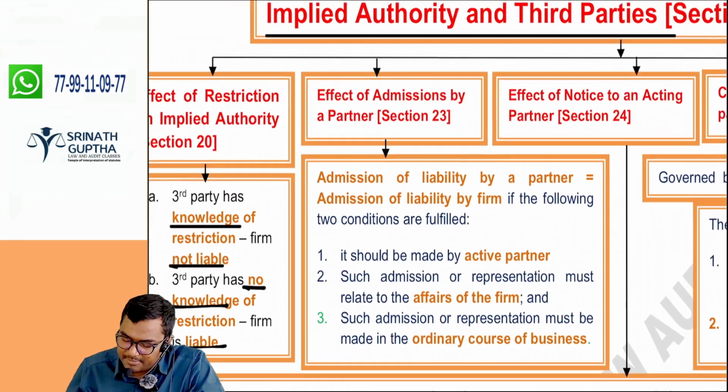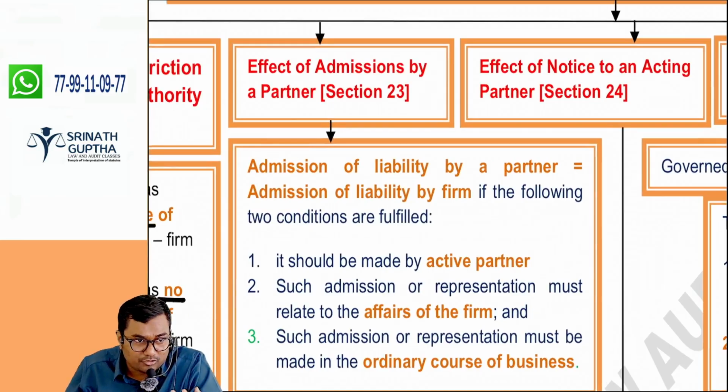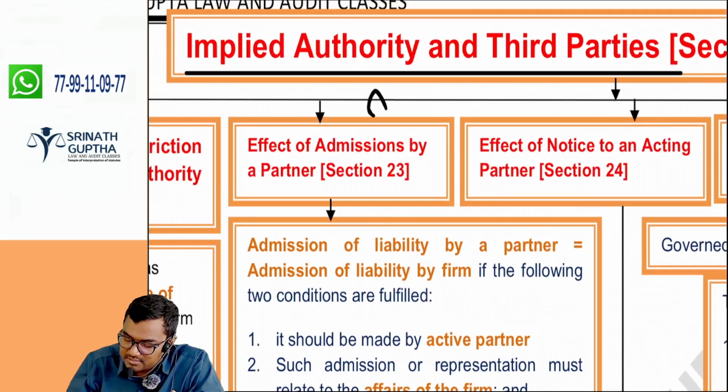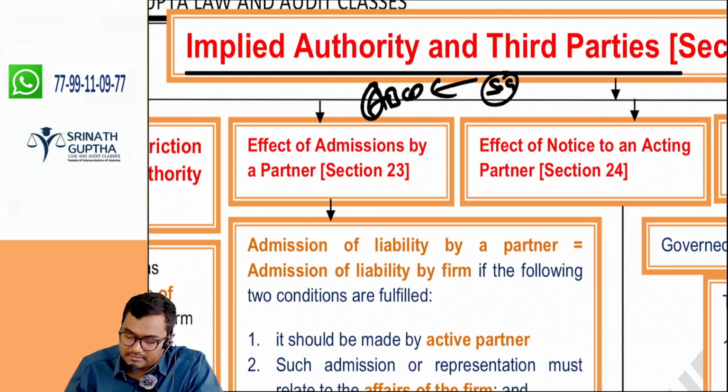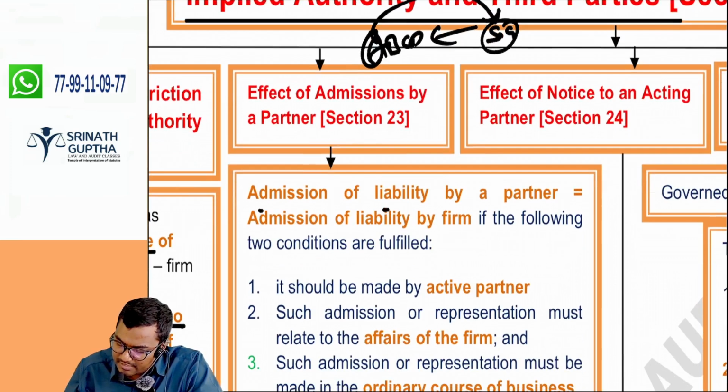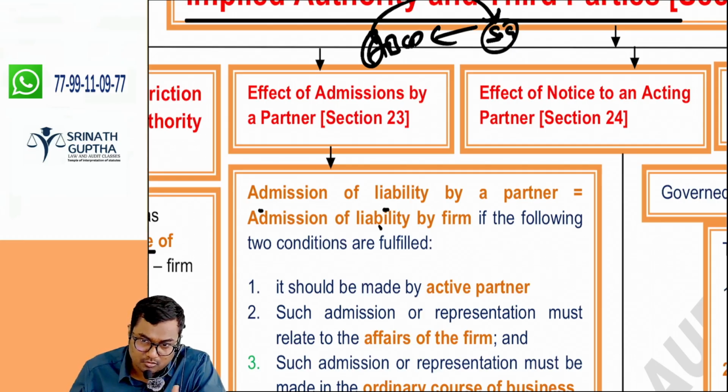Then the effect of admission by a partner. This is admission of liability by an active partner, not an incoming partner. The firm ABCD and associates is into the sweets business. I am supplying the sweets. A is the active partner. She accepted the sweets and the bill also. The bill is 10,000. Who is supposed to pay the money? Only A, or the whole firm? Admission of liability by a partner is equal to admission of liability by the firm. Even if one partner is accepting, the whole firm will be liable.